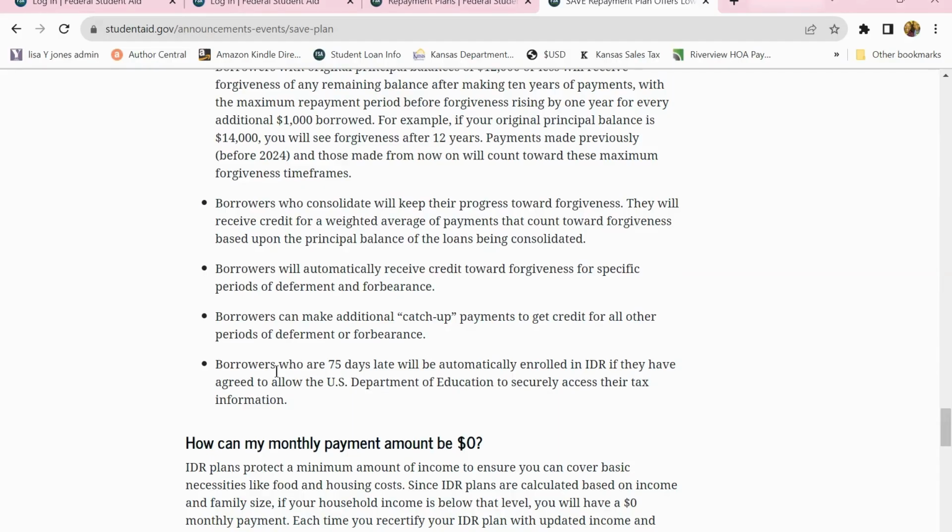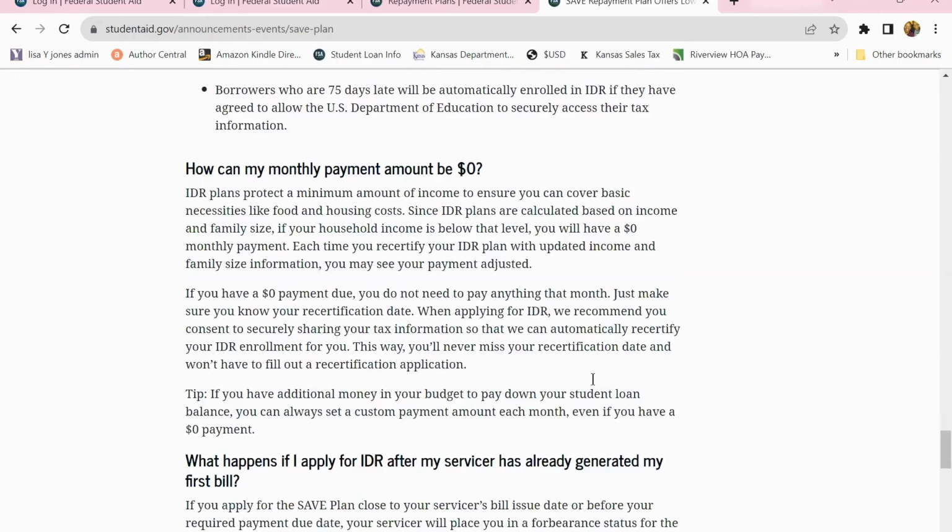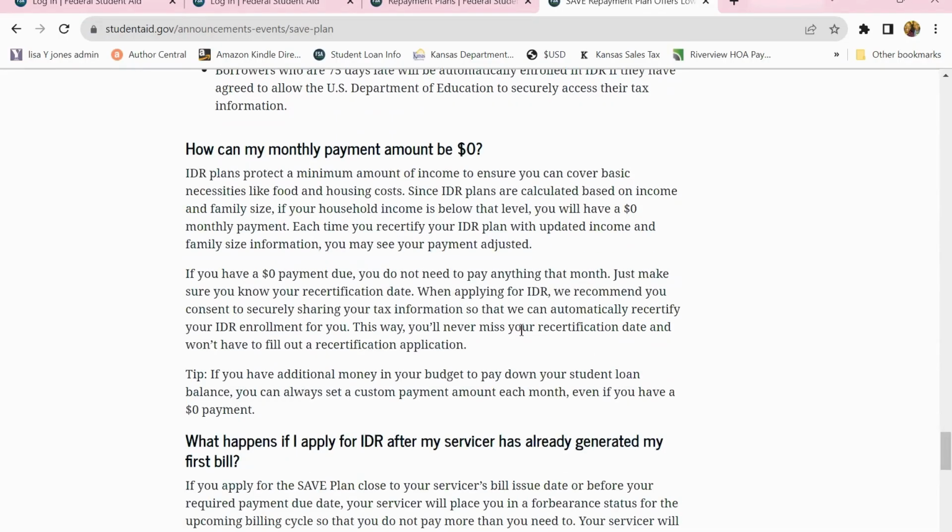And then this is important. Borrowers who are 75 days late will automatically be enrolled in an income-driven repayment plan if they have agreed to allow the U.S. Department of Education access to their tax return. Well, sure, go right ahead. People always like, yeah. This talks about how the payment can be zero. It's based on your income, and you don't have to do anything if you have a zero monthly payment.